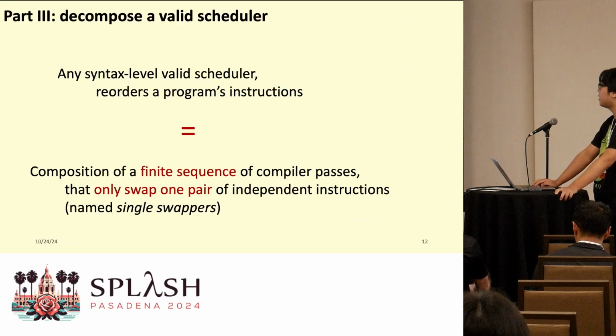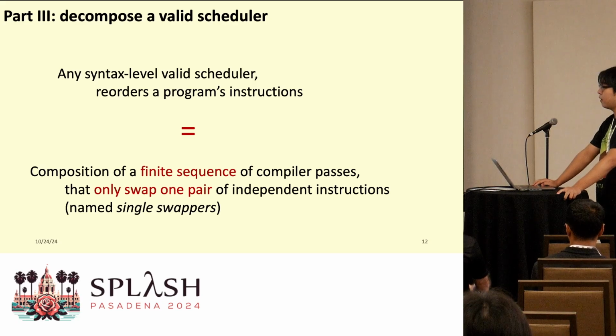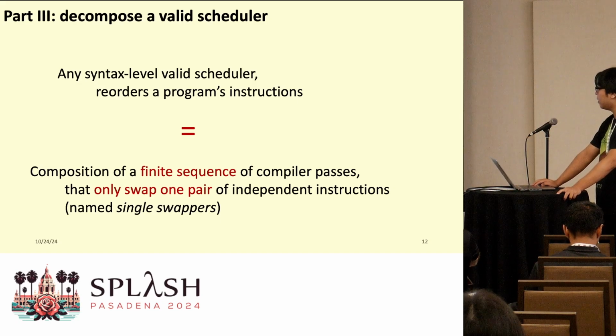And the third component is, from the previous two, we get a conclusion that we can decompose a valid scheduler. That means if a valid scheduler preserves the syntax level dependence relations and is a topological reorder on the basic block, then such reordering is equivalent to a composition of a finite sequence of smaller compiler passes. And the smaller compiler passes only swap one pair of instructions inside one basic block.